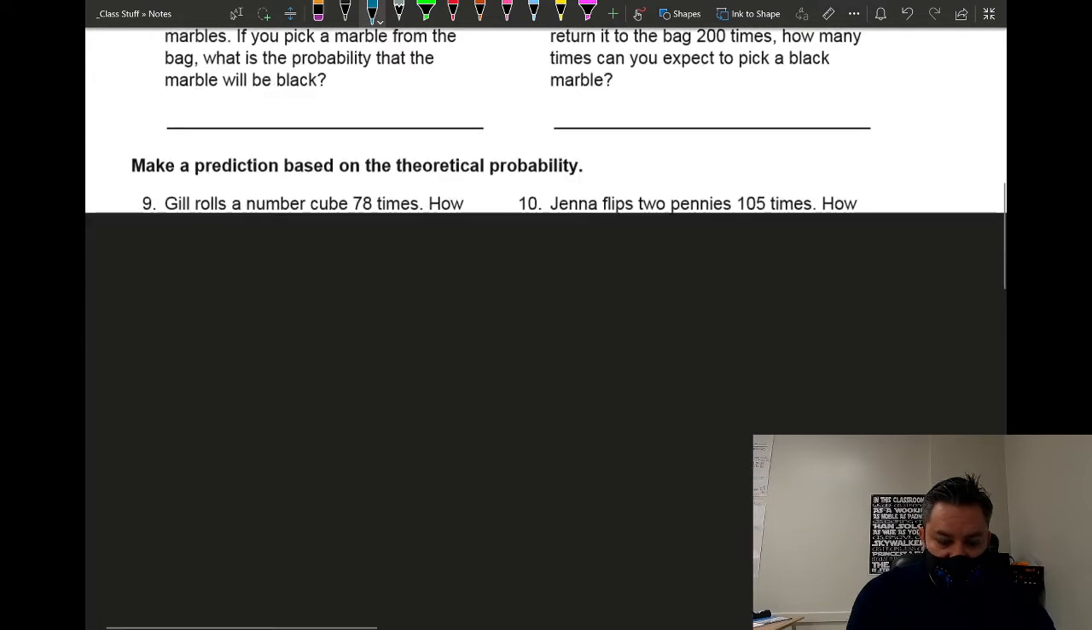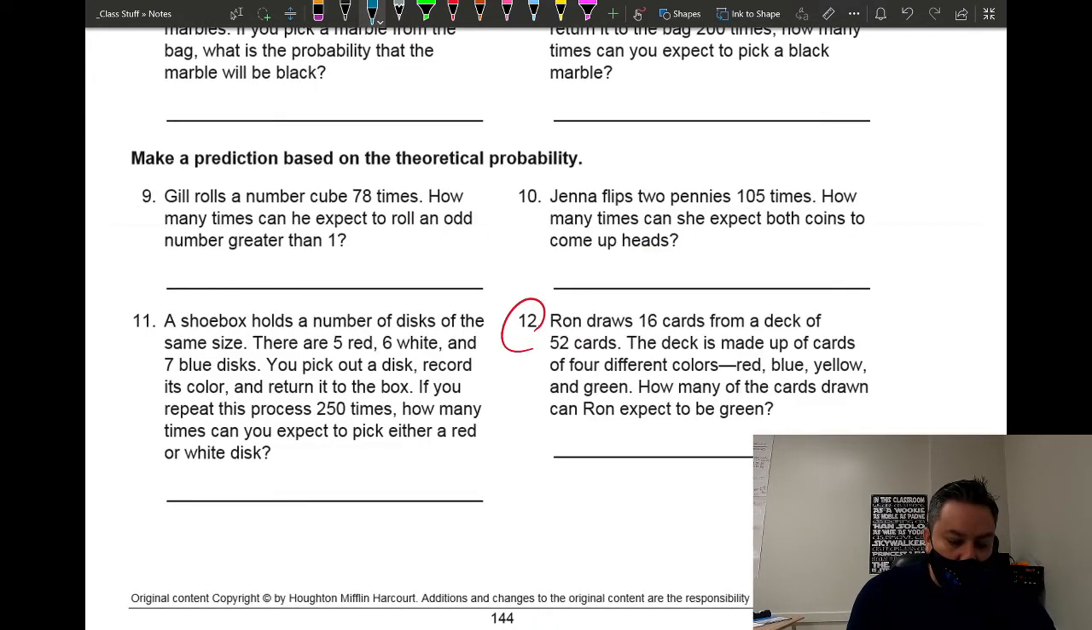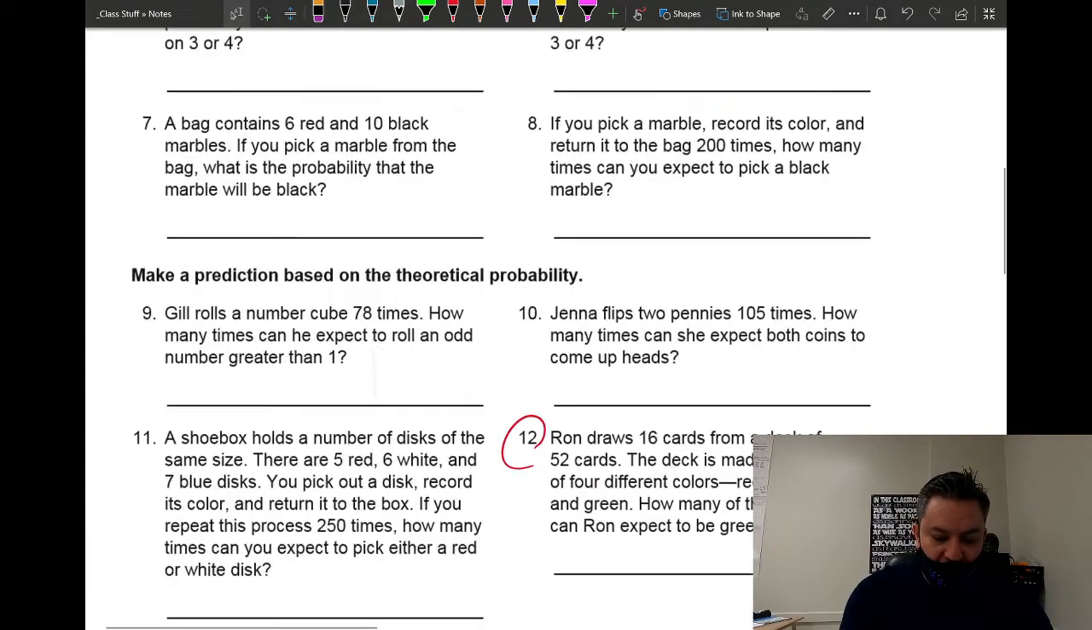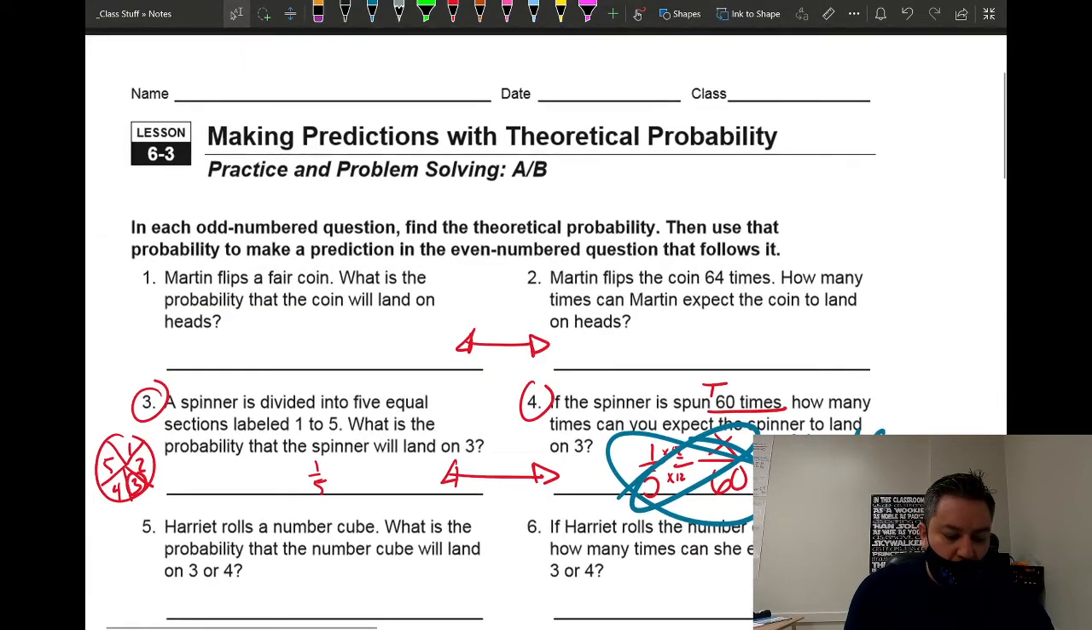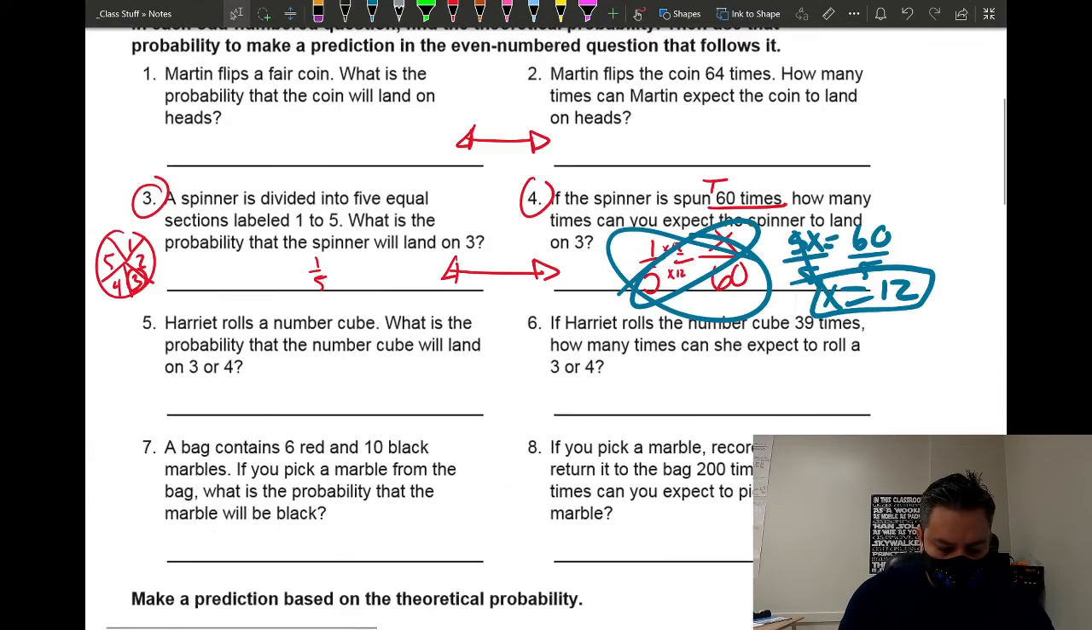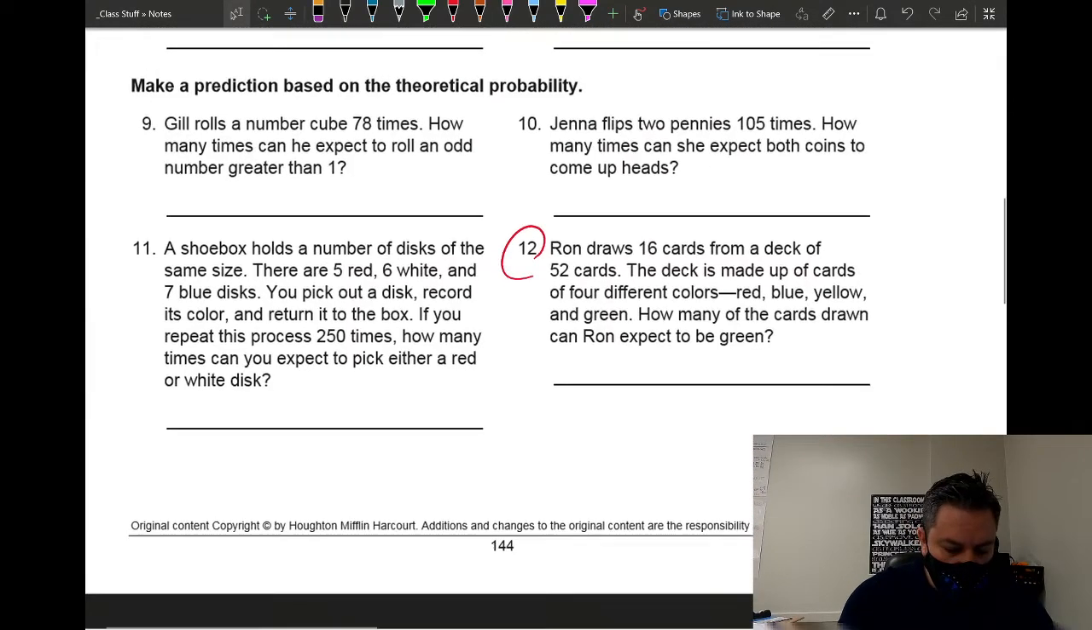Now, number 12. We're going to make the predictions based on the theoretical probability. So basically, we're going to have to find the probability and then make the prediction. So it's like doing 3 and 4 all in one problem, okay? So for all the bottom ones, 9, 10, 11, and 12, you're going to do it like that. You're going to find the probability and then do the cross products.